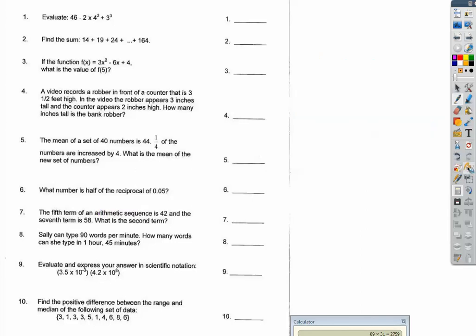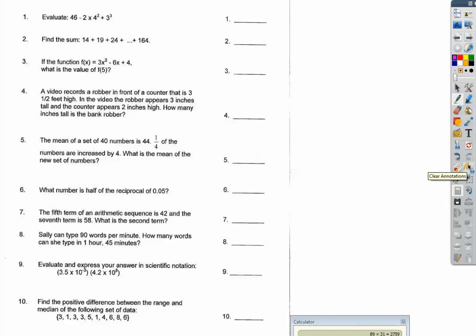All right. Sally can type 90 words per minute. I'm going to write that down. How many words can she type in 1 hour and 45 minutes? Well, how many minutes is 1 hour 45 minutes? There's 60 minutes in an hour. 105. That's 105. So all I have to do is multiply this together. So I know that's going to be 0. So 9 times 5 is 45. Carry the 4. That drops down here. So there we go. 9,450 words.